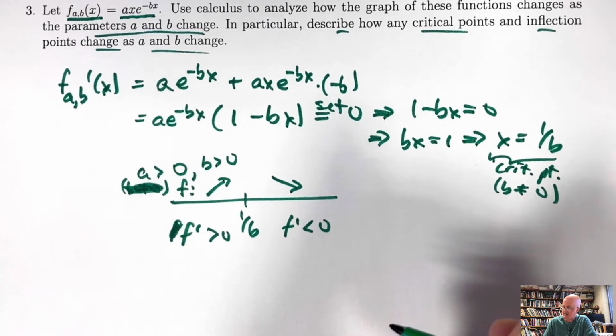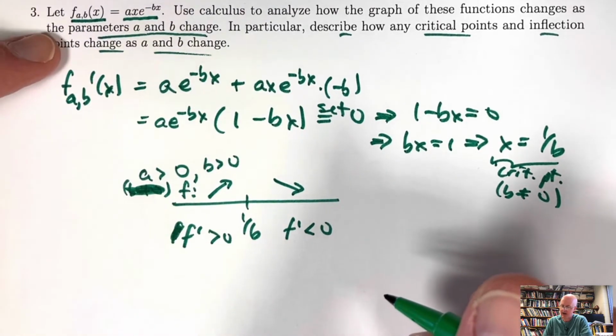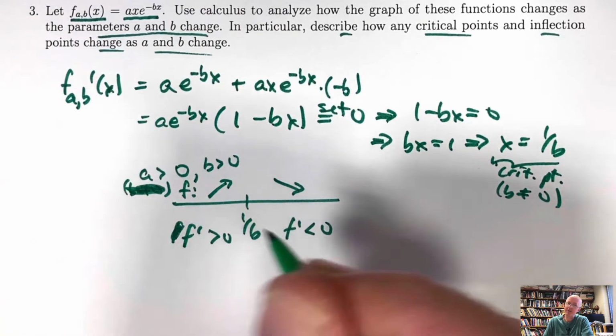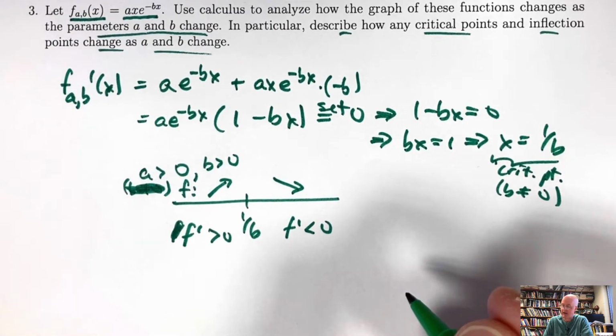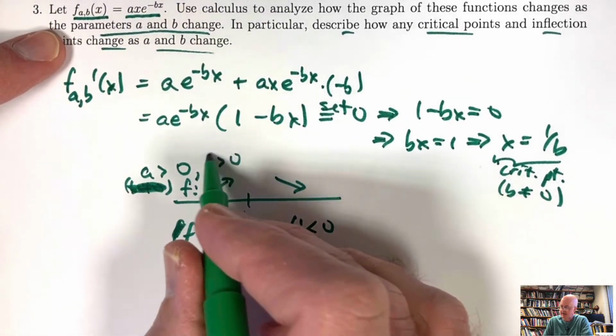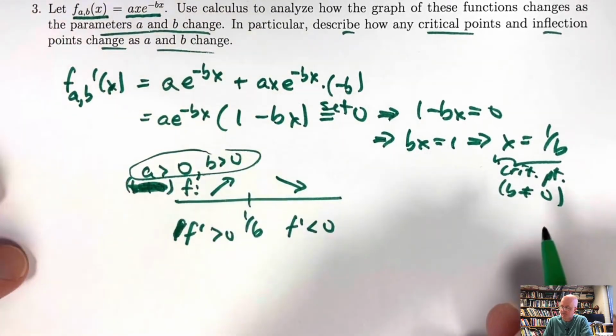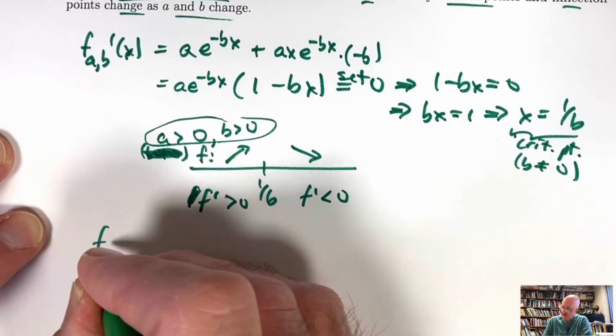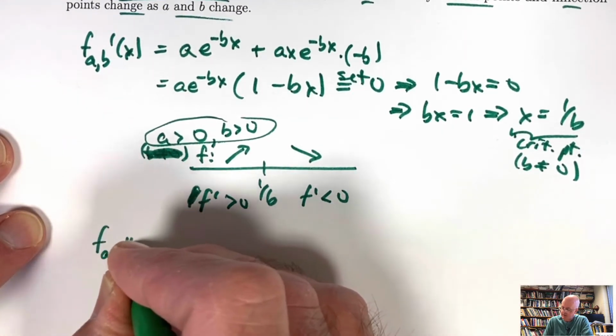That's probably the case of most interest for applications, if a and b are both positive. I think I'll stop the analysis there. With Mathematica, we'll see what happens maybe when a and b are negative. But for applications that would be most interesting in this case, and it would be a local maximum at x equals 1 over b. As far as inflection points go, now find the second derivative.